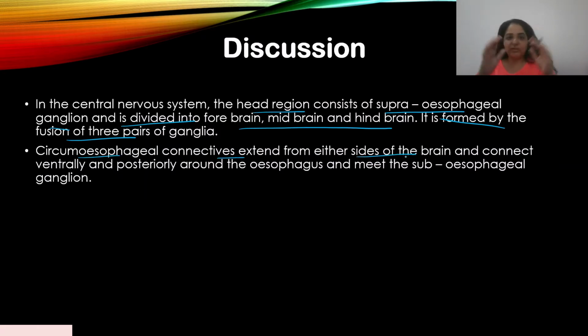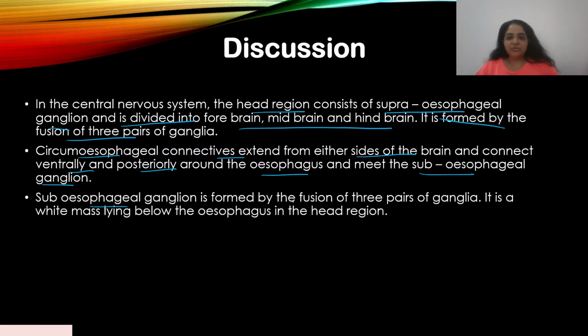I have a diagram so it will be easier for you to understand. After the supraesophageal ganglion, there are some connectives called the circumesophageal connectives that extend from either side of the brain. They connect ventrally and posteriorly around the esophagus and meet the subesophageal ganglion. So you have supra, you have sub, and in between you have circumesophageal connectives. That forms a part of the head region.